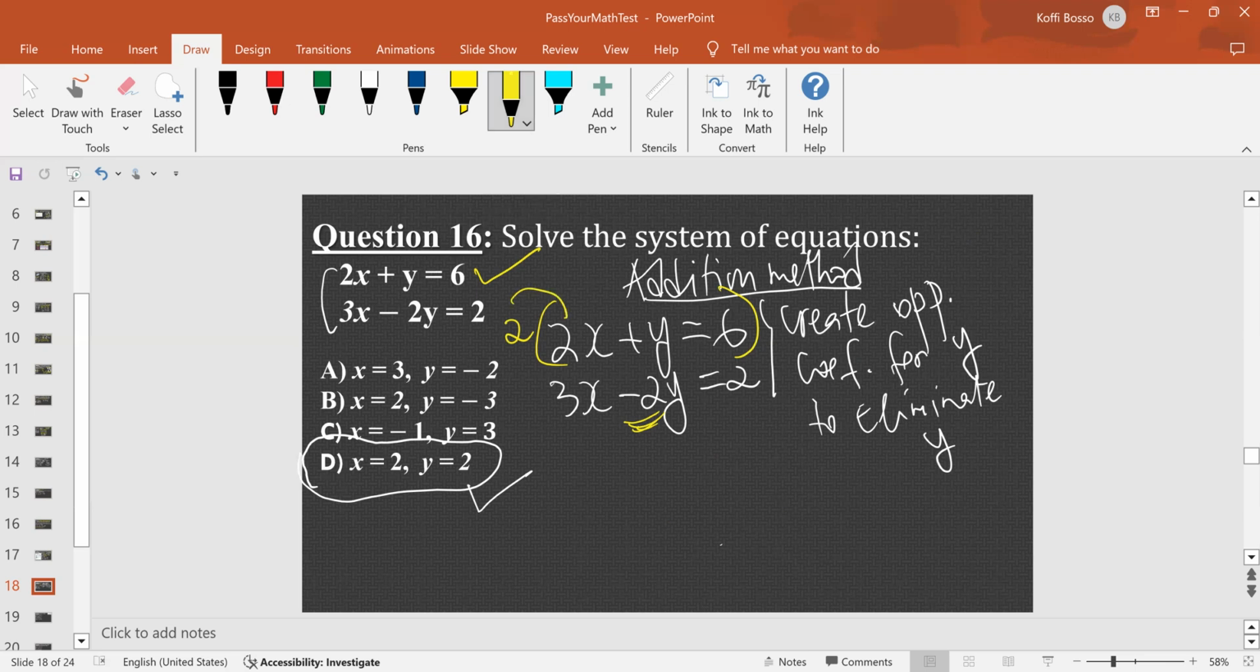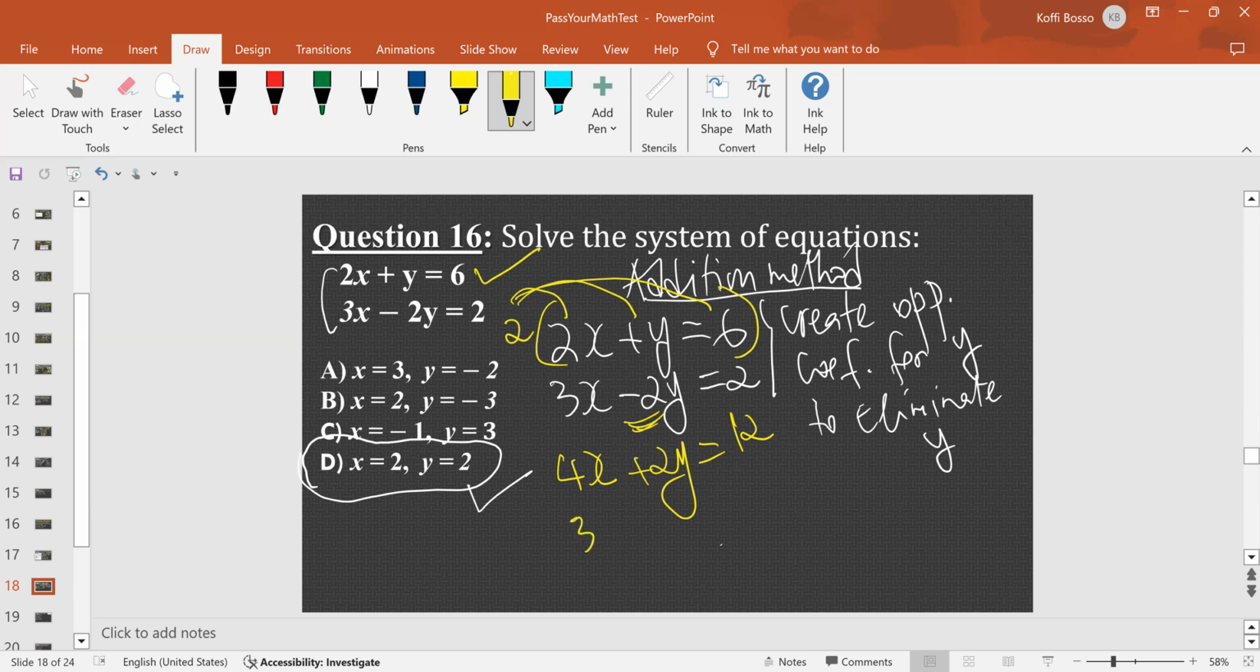2 multiplied by 2x is 4x. 2 multiplied by 2y is 2y, is equal to 2 multiplied by 6, which is 12. So you multiply the first entire equation by 2 to keep the balance. It's not only y by 2, everything by 2. Okay, now the second equation stays the same.